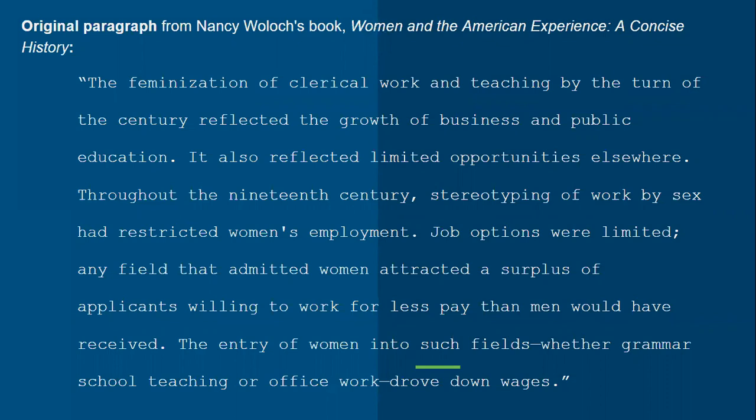The feminization of clerical work and teaching by the turn of the century reflected the growth of business and public education. It also reflected limited opportunities elsewhere. Throughout the 19th century, stereotyping of work by sex had restricted women's employment. Job options were limited. Any field that admitted women attracted a surplus of applicants willing to work for less pay than men would have received. The entry of women into such fields, whether grammar school teaching or office work, drove down wages.